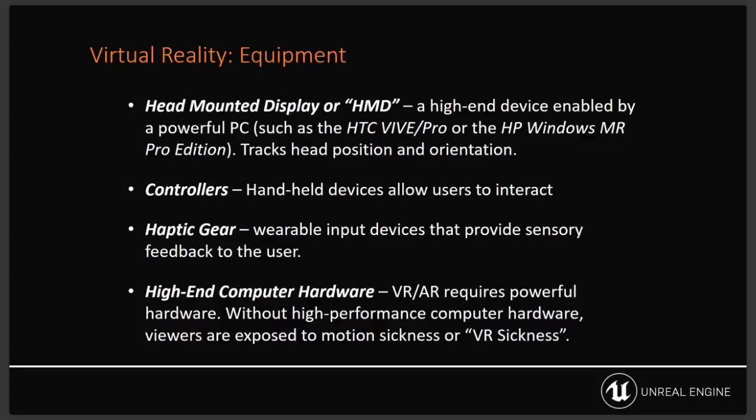Let's jump forward here to take a look at, continuing on our talk of virtual reality and the basics here, some of the equipment and how it relates to Unreal Engine. So we're going to see how we can use something like a head-mounted display, often referred to as an HMD, which is literally the acronym for a head-mounted display. And this typically is a high-end device enabled by a powerful PC or some hardware that will allow us to run that.